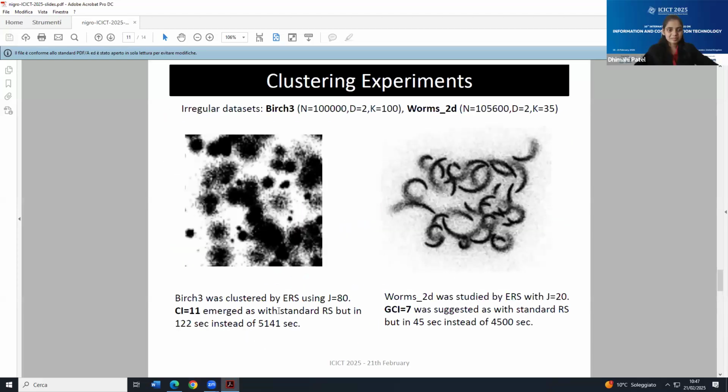Now, here I was in the position to give you some information about this, in the sense that the comparison in this case is trivially with the standard random swap. And with the standard random swap, for example, when we consider BIRCH, a value of 11 for the centroid index emerged with a time of 5,100 seconds. We achieved the same value, because this is a very difficult, hard data set, in about 100 seconds.